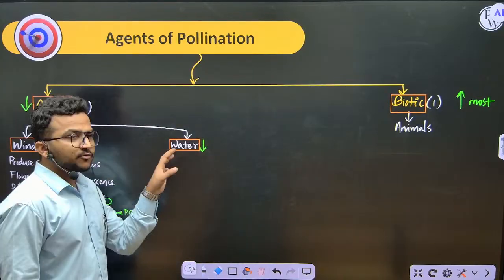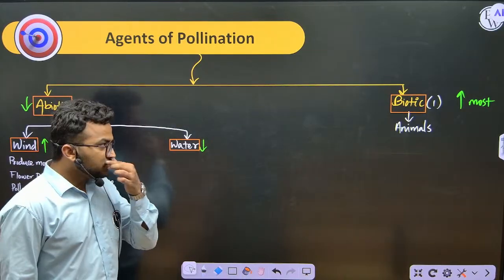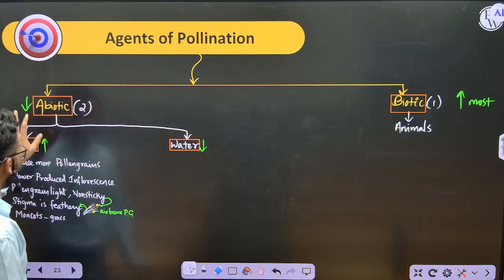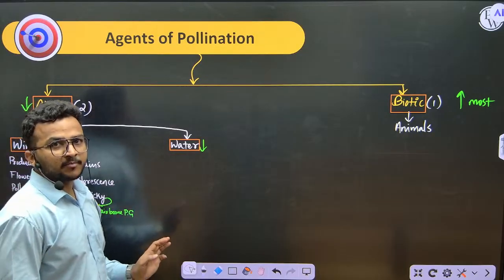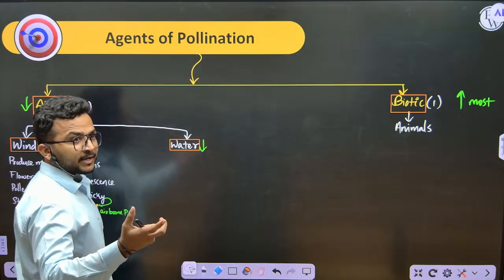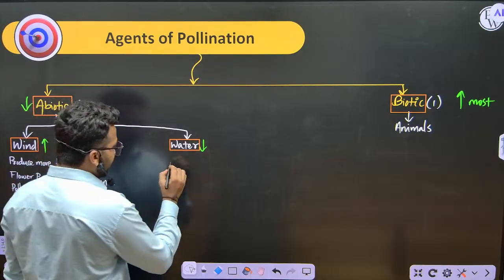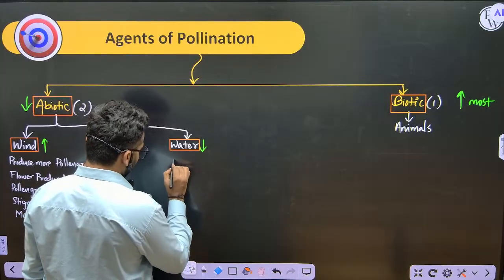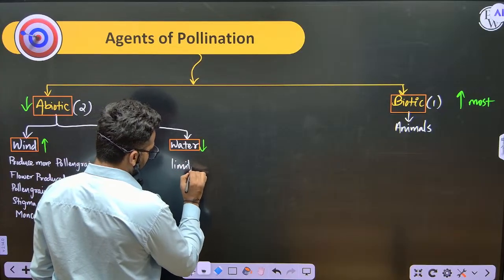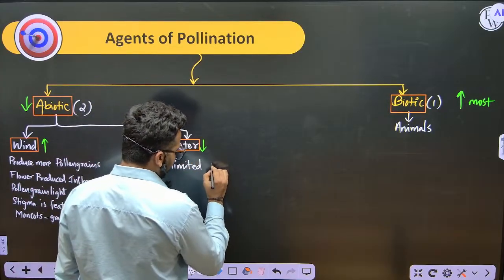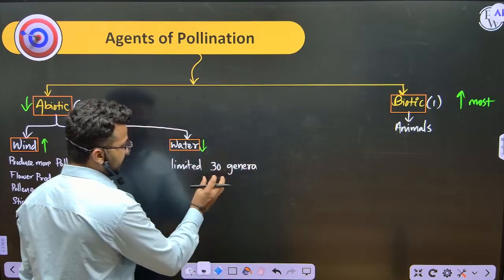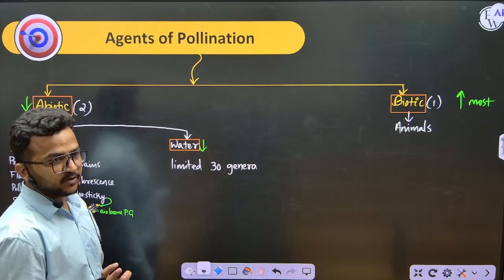So now coming to water pollinated plants. Water pollinated plants are very less in number compared to wind pollinated plants. So how will it be and where will it be seen? It is limited to 30 genera. Genera is nothing but genus. It is limited to only these 30 genus groups of plants.